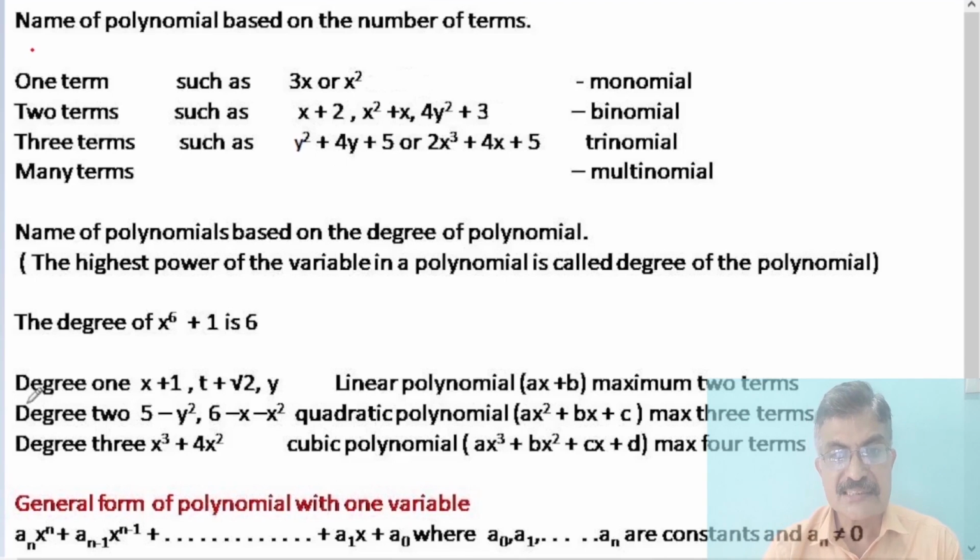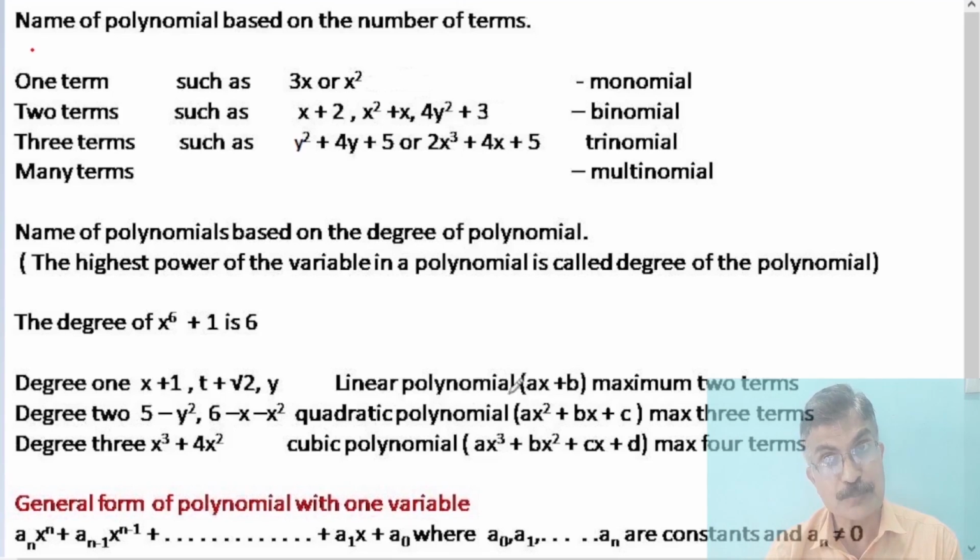If the degree is 1, consider these polynomials: x plus 1, t plus root 2, y. In these 3 polynomials, the highest power of the variable is 1. Such polynomials are called linear polynomials. Its general form is ax plus b. The maximum number of terms in a linear polynomial is 2, minimum 1.